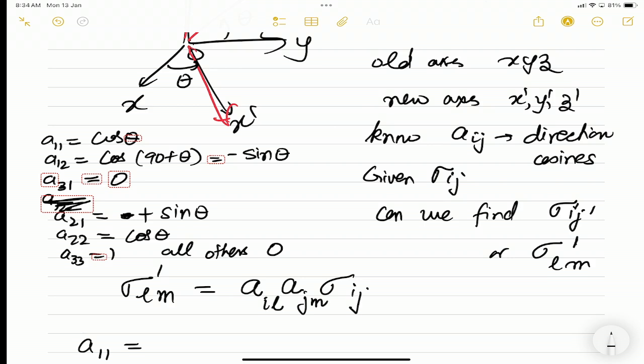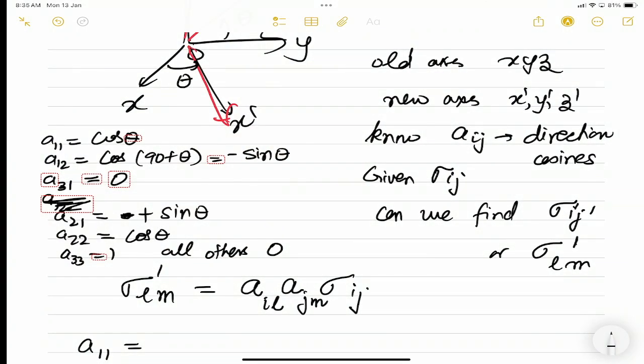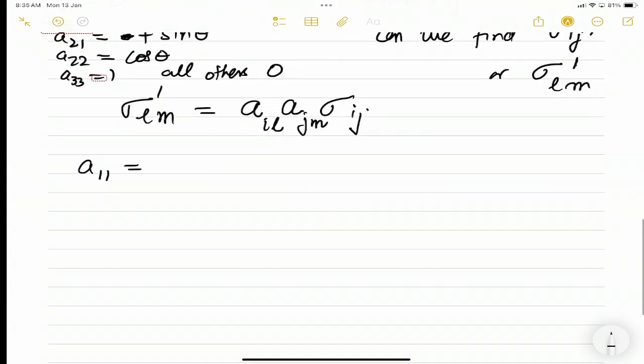So now, if I have to use this formula, all I have to do is expand this. And I will get sigma x prime, sigma y prime, sigma z prime, and so on. All I have to do is just expand this. So now, we have worked out all the values of A, so we can now expand.